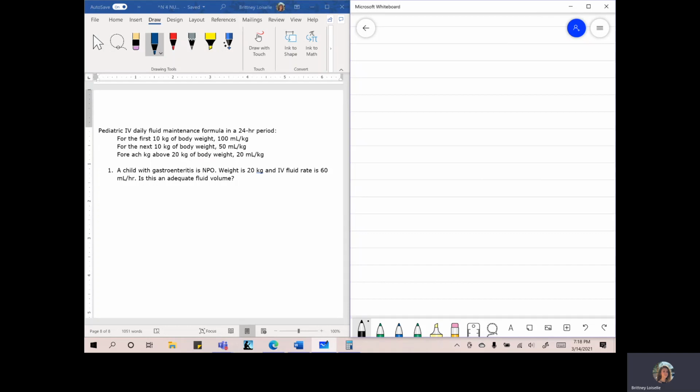So we'll start by doing the first 10 kilograms of body weight, since this patient is 20 kilograms. For the first 10 kilograms of body weight, we get 100 milliliters per kilogram. So we get 1,000 milliliters for the first 10 kilograms. Now the patient is 20 kilograms, so next we do the next 10 kilograms. And for the next 10 kilograms, we get 50 milliliters per kilogram.